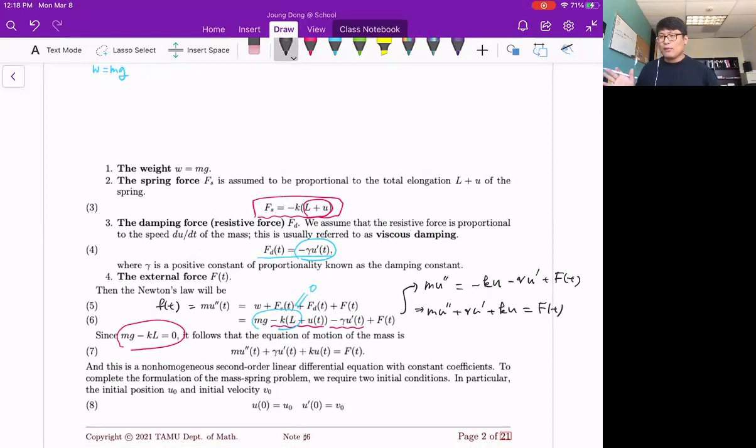And to solve this problem, we need initial conditions. So we need u of 0 and u prime of 0. What does that mean? u of 0 is the initial displacement, which is the length you pull down, okay, and u prime of 0 is the initial velocity when you release your spring, and maybe there is an initial velocity, right? And that is the initial condition for this problem, okay?